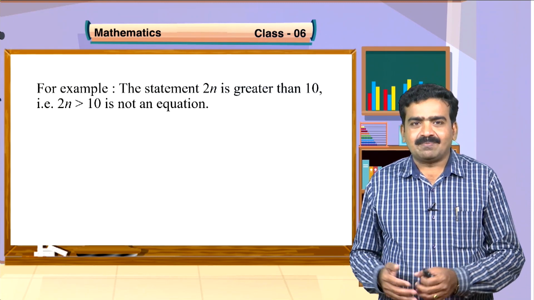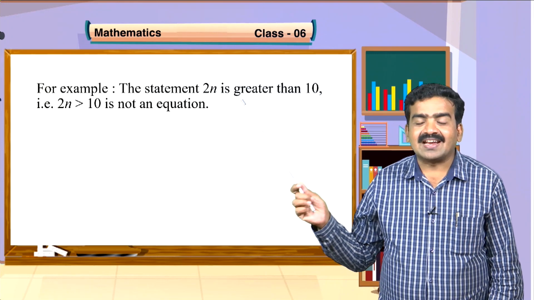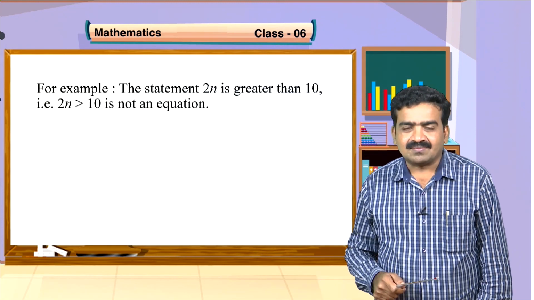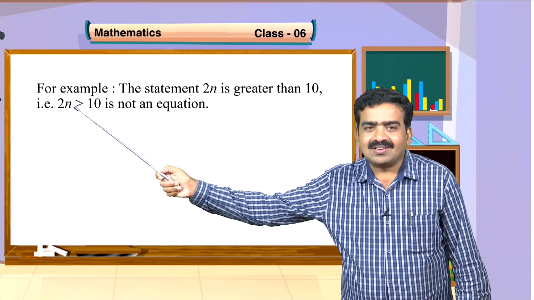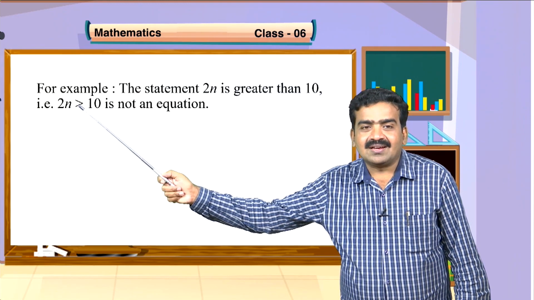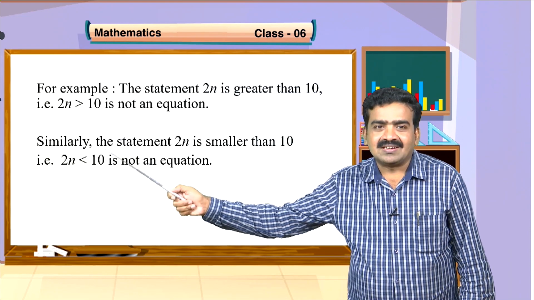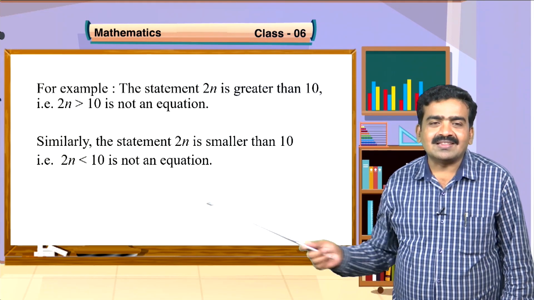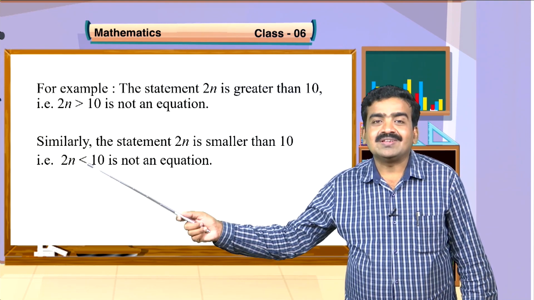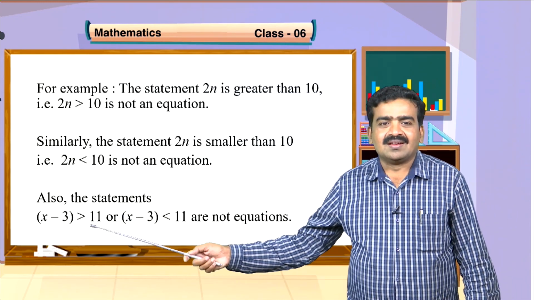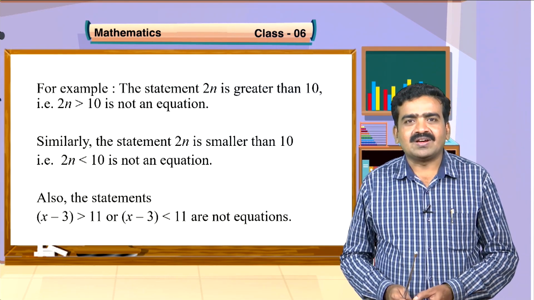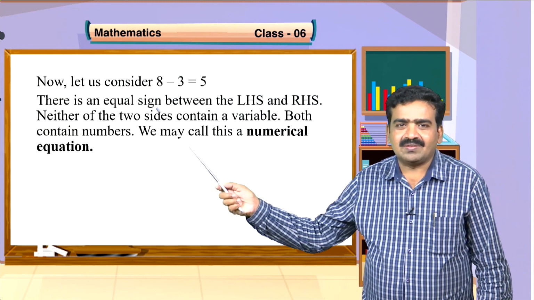For example, the statement 2n is greater than 10, symbolically written as 2n greater than 10, is not an equation. Why? Though there is a variable, and there are algebraic expressions separated by a symbol, this symbol is not equal. So, this is not an example of an equation. Similarly, the statement 2n is smaller than 10, that is 2n smaller than 10, is also not an equation, because here also there is no equal sign. The statements x minus 3 greater than 11 or x minus 3 less than 11 are also not examples of an equation.